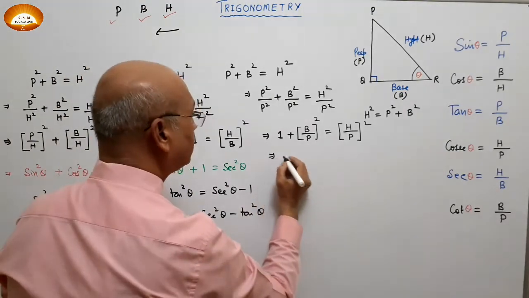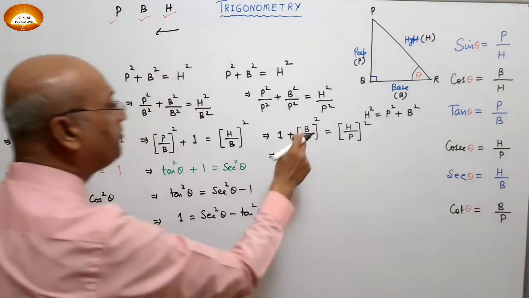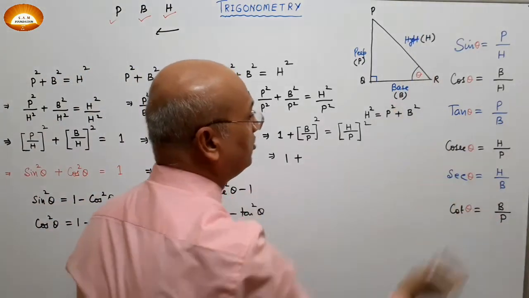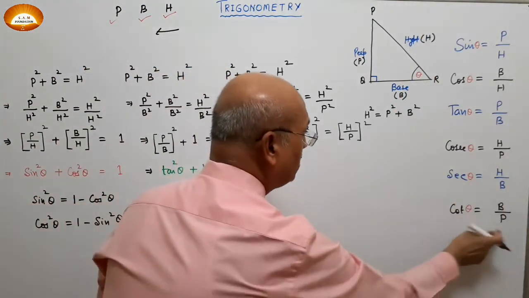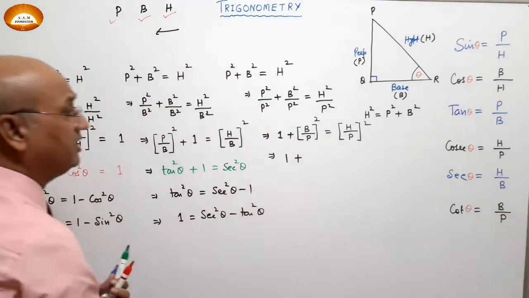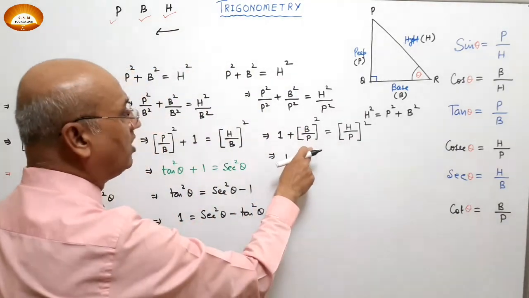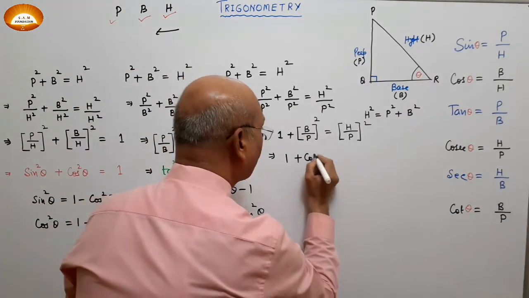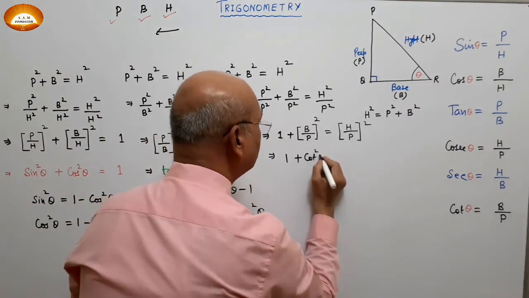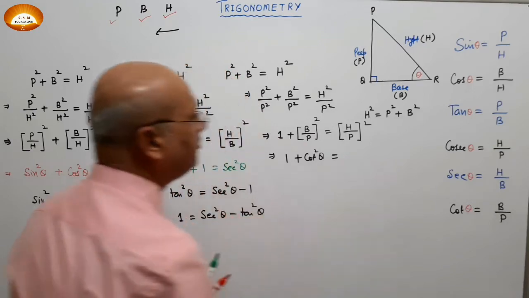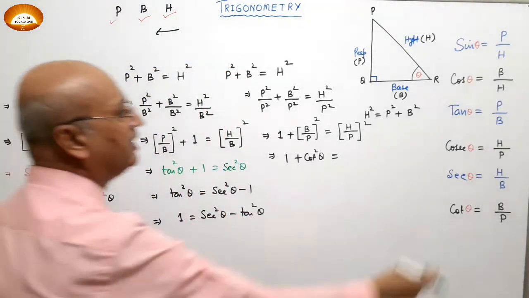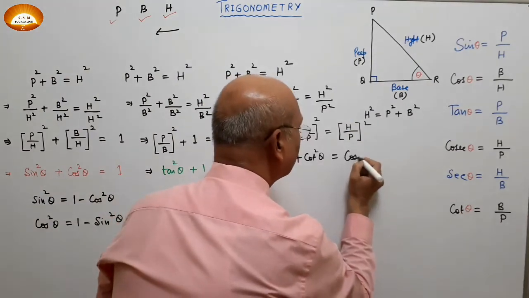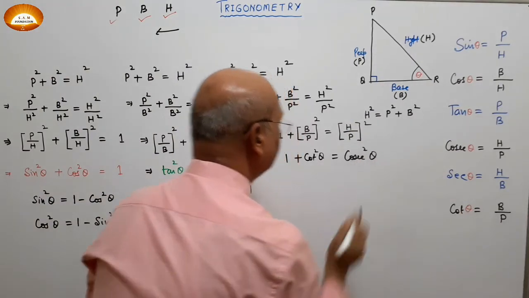So next, 1 plus, now base upon perpendicular. What is base upon perpendicular? Base upon perpendicular is cot theta. Okay, so base upon perpendicular, cot theta, it is square. So you can write here cot square theta, and hypotenuse upon perpendicular is cosec theta. Square is there, so you can write cosec square theta.